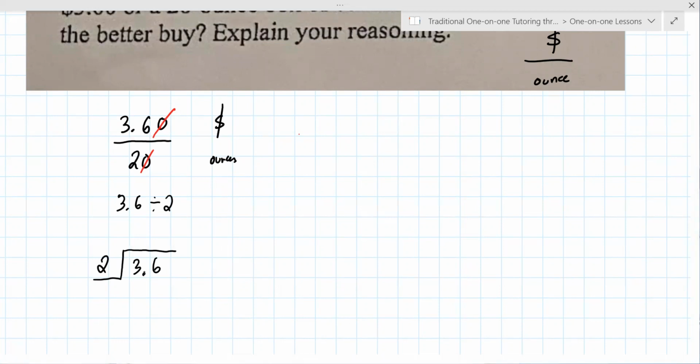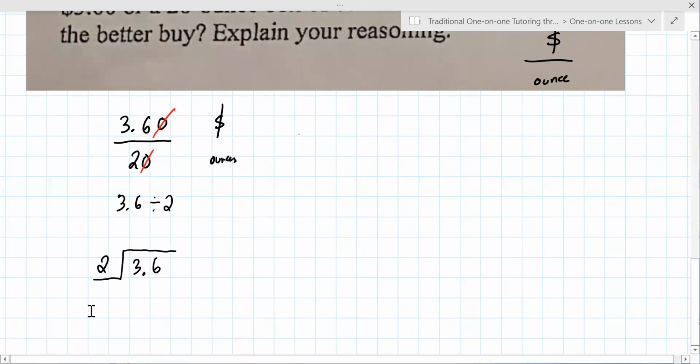Okay, so from here, you've got to be able to divide. Is this something you've seen before? Yeah. Okay, so how many times does the 2 go into the 3? One. One time. 1 times 2 is 2. You subtract. 1.8. Yeah, 1.8. Okay, so it's $1.8 per ounce.